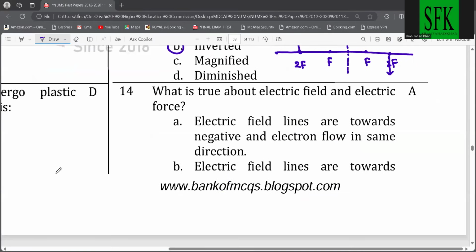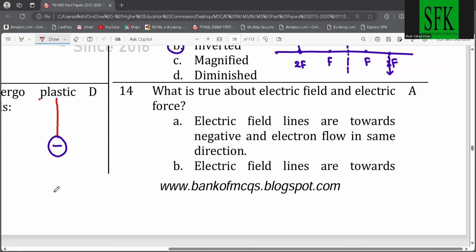What is true about electric field and electric force? Option A: Electric field lines are towards negative and electrons flow in the same direction. Well, if you look at the electric field lines right over here, for electrons, yes, it's going into the field. And for positive charges, it's going to be coming out of the field.